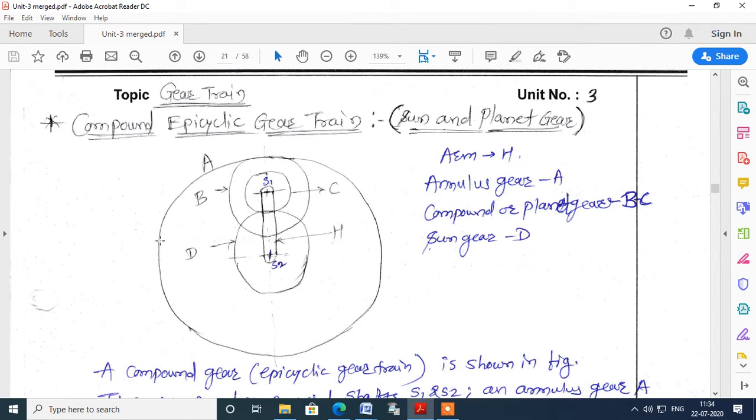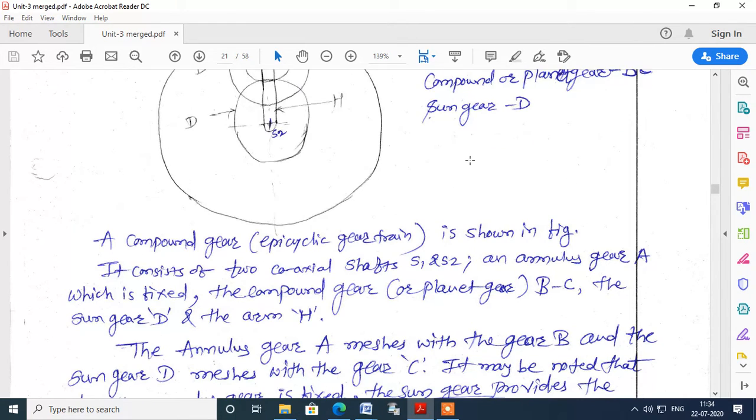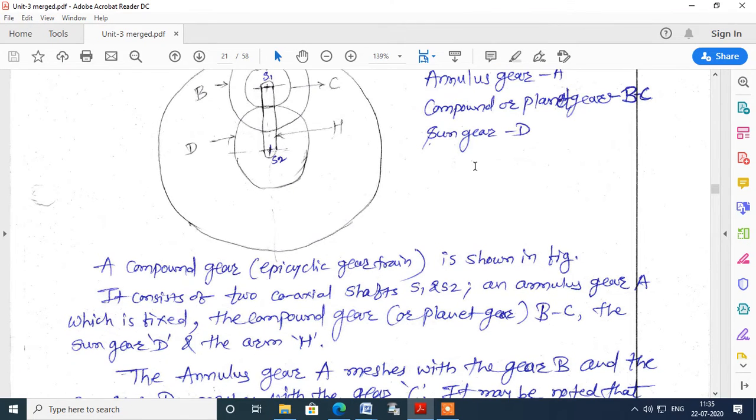Here if you see the figure carefully, there is a big gear A. In that, another gear B is there and another gear C is there. Then C is meshing with gear D and there is an arm H. S1 and S2 are the centers of the gears C and D. Arm H, annulus gear A, compound or planetary gears BC, and sun gear D. A compound epicyclic gear train is shown in the figure.